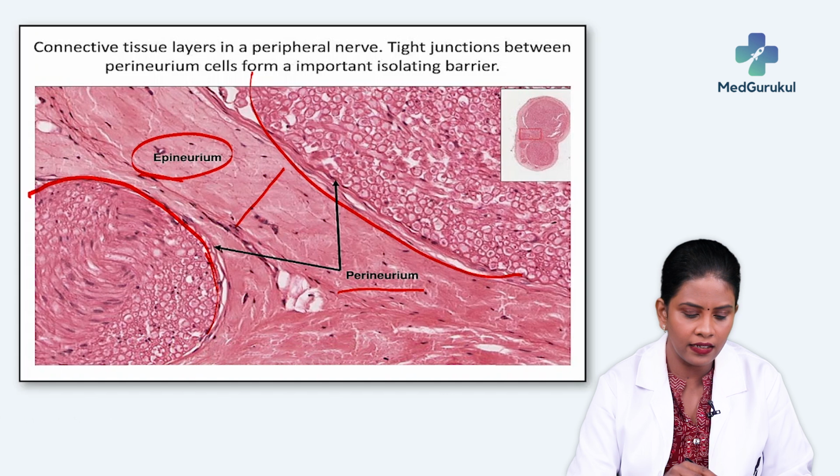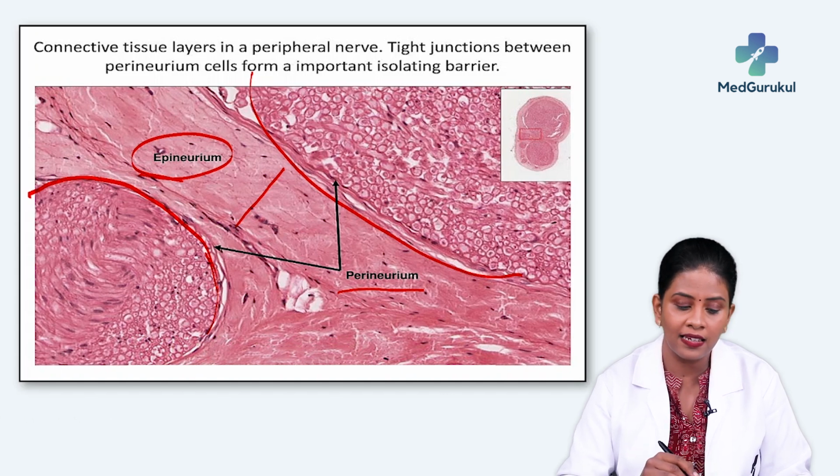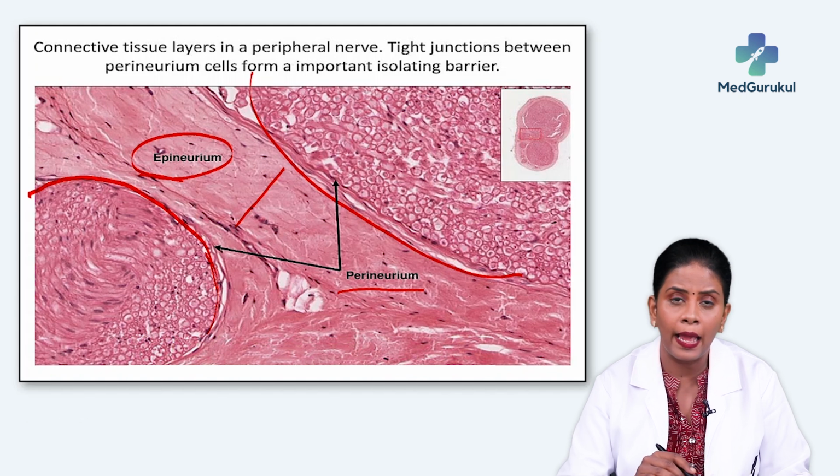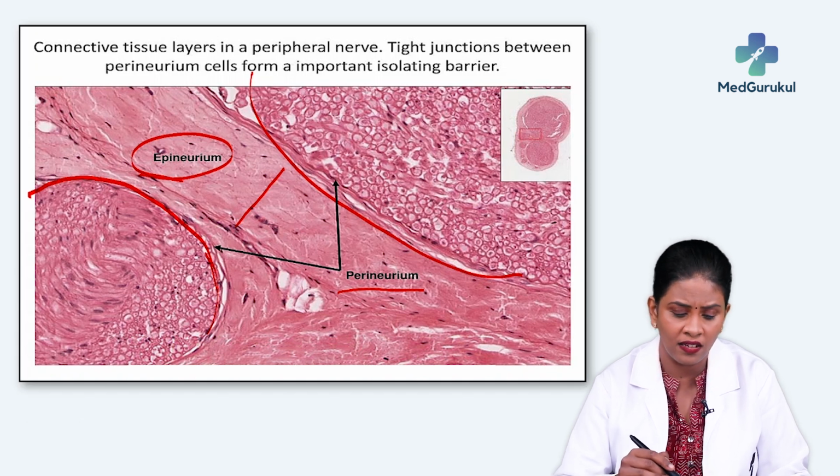So, here you can see two nerve bundles which are covered by a thin connective tissue layer, that is the perineurium, and outside the bundles you can see a thick connective tissue layer, that is the epineurium. So, epineurium connective tissue is very thick, whereas perineurium connective tissue is very thin.